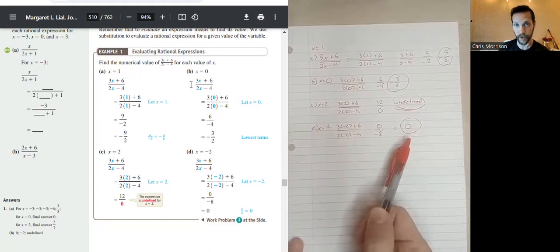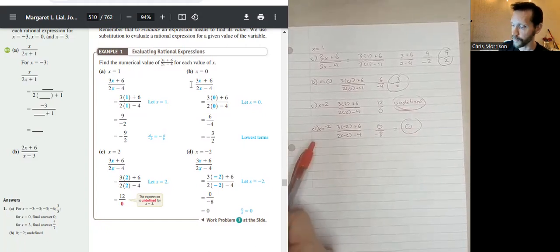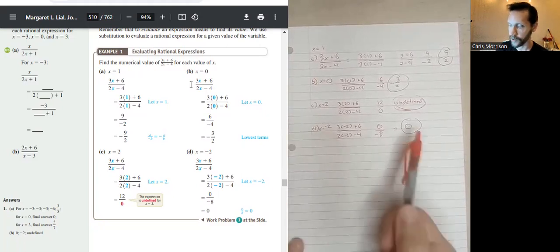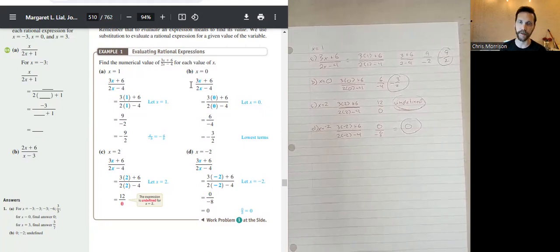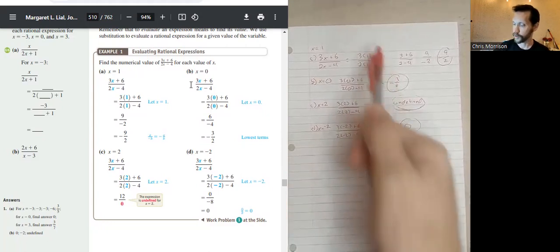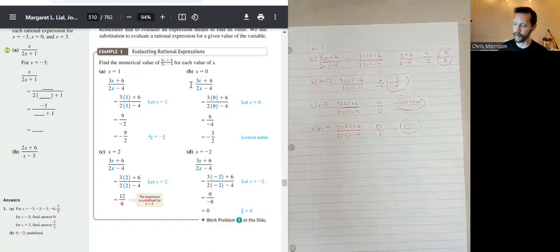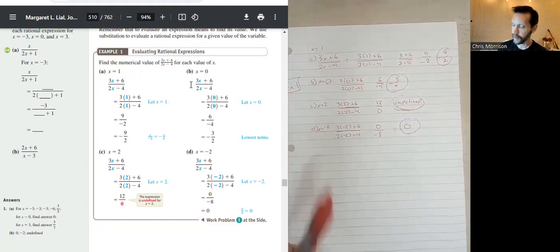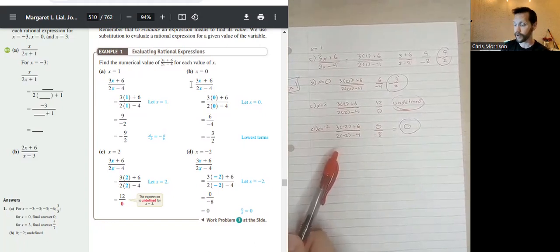This is allowed. This is a rational expression. It would just mean that the value of this expression when x is -2 is 0. So that's how you calculate the numerical value of an expression when the variable is supplied. You just substitute and solve, and that is example 1. So long as the denominator doesn't equal 0, you're okay. If the denominator is 0, it's going to be undefined.